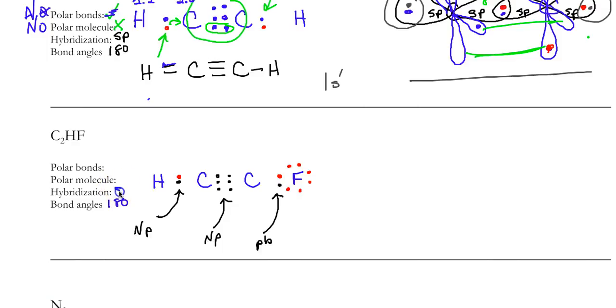Hybridization, we're going to guess, is sp, because our Lewis dot diagram is suggesting that this has to be linear. There are no lone pairs, no unbonded electrons in between. We'll eventually get to those. So, do we have polar bonds? Yes, we do. You have some nonpolar ones too, but we definitely have some polar bonds.